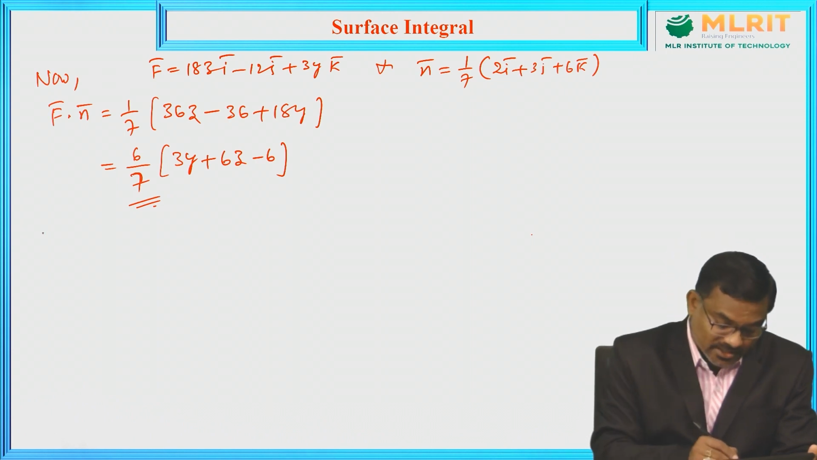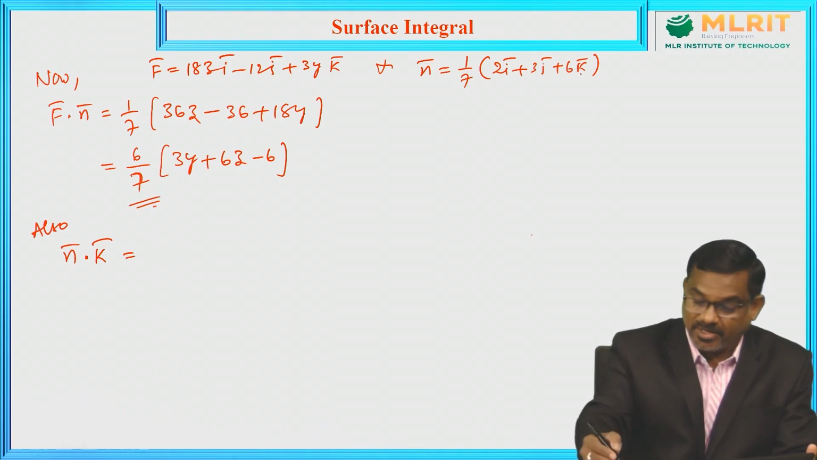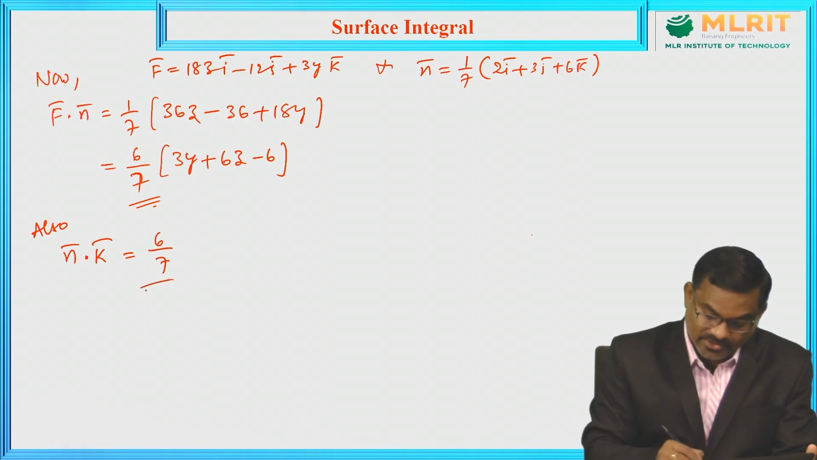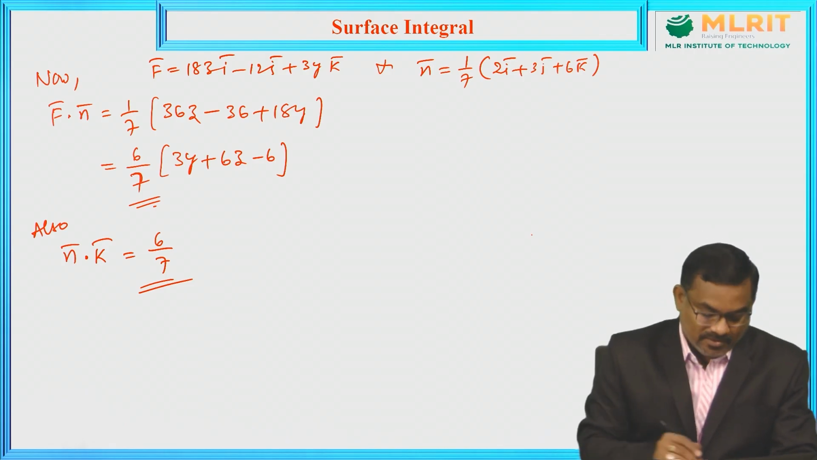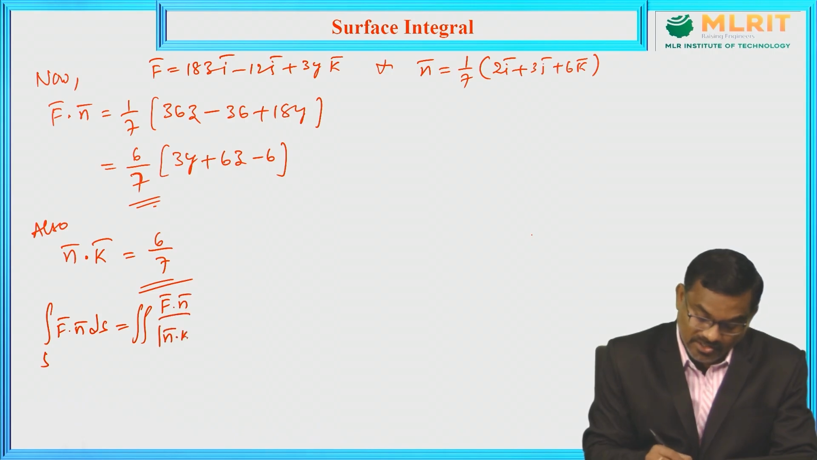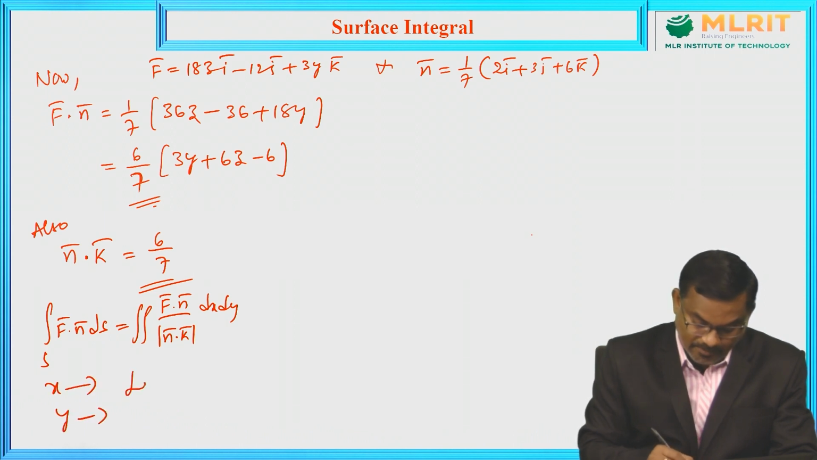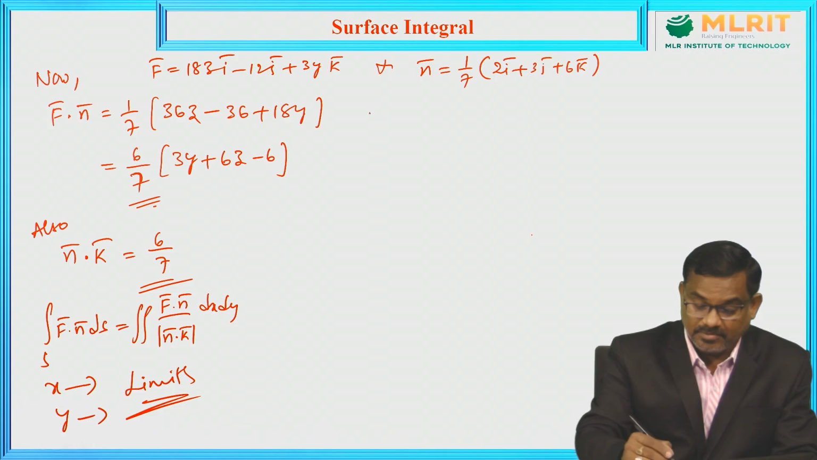And also we need to calculate n bar dot k bar. This is n bar dot k bar, only the last component. So 6 by 7 is the answer. So to evaluate the surface integral, again the formula in xy plane, if you take the projection, f bar dot n bar ds is f bar dot n bar by mod n bar dot k bar dx dy. So that means we need to find the limits of x and y. To find the limits, let us use the given plane.